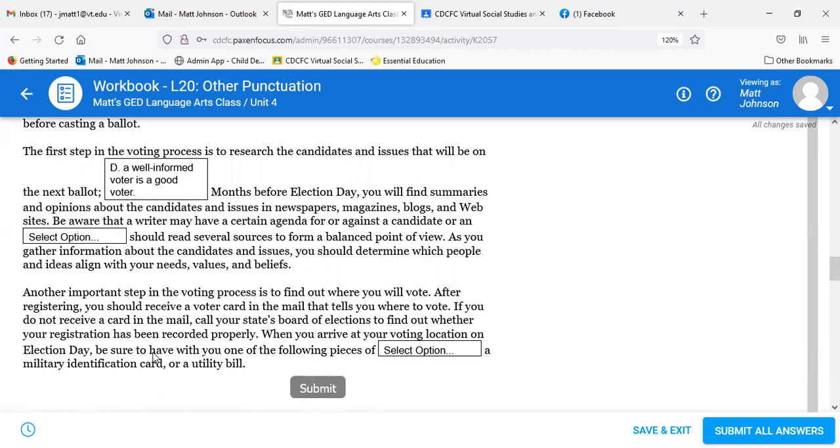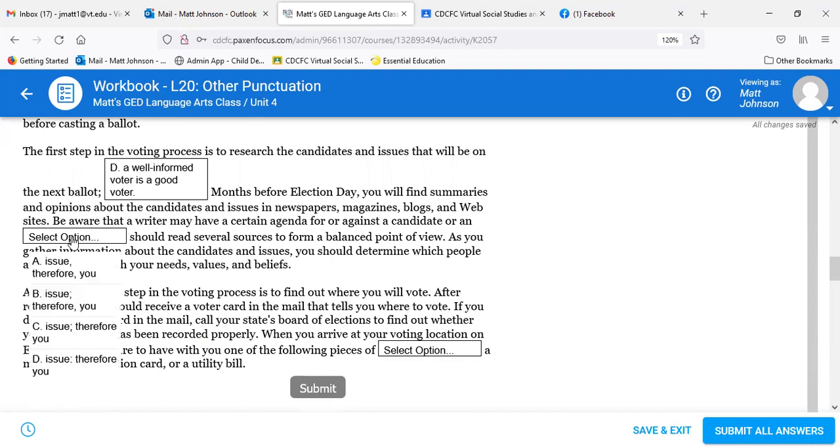Months before Election Day, you will find summaries and opinions about the candidates and issues in newspapers, magazines, blogs, and websites. Be aware that a writer may have a certain agenda for or against a candidate or an issue. Nilda, what do we want here?